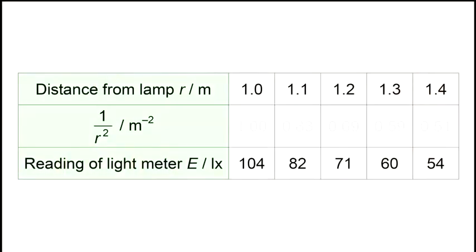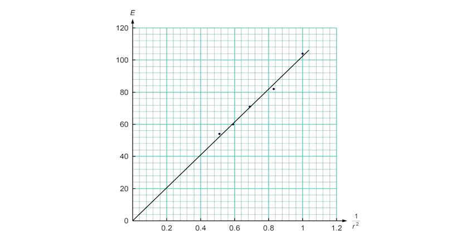Find the values of 1 over r squared. Plot a graph of E against 1 over r squared. What conclusion can you draw from the graph?